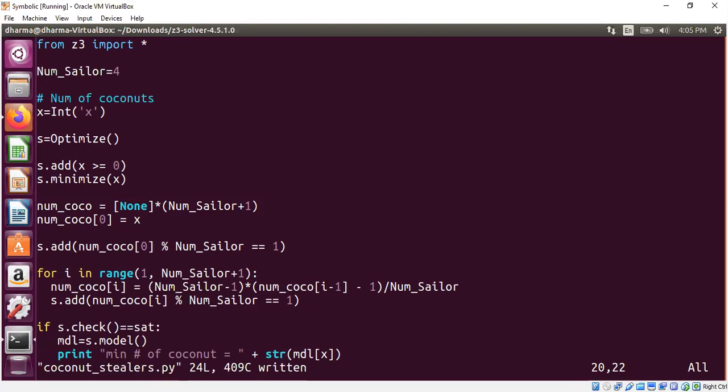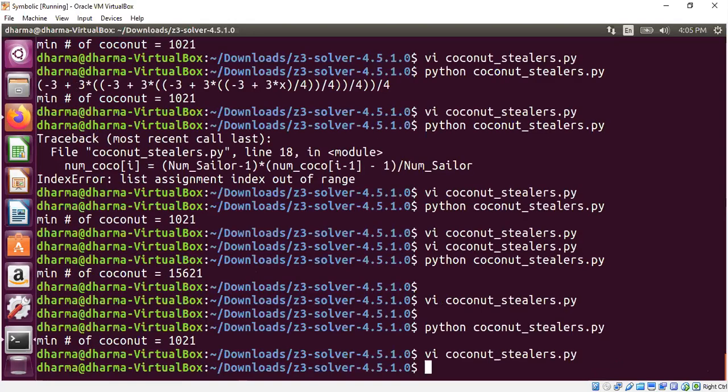Okay, so then we ask the solver to find the solution. If you find the solution, print me the number of coconuts. By the way, this is not that simple a problem to solve using an SMT solver, but I got it to run. It took some time when I was running it for 5 sailors. The solution was 15,621. I ran it for 4, which is much quicker.